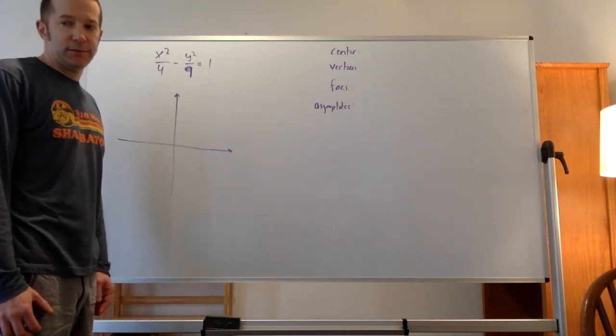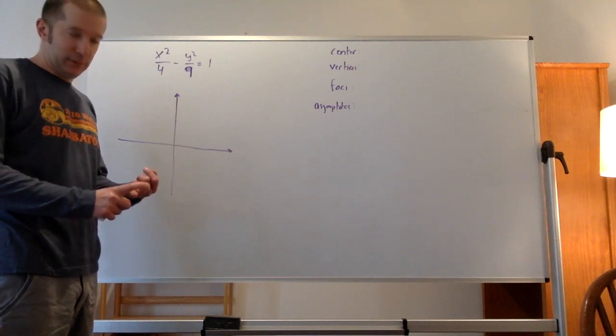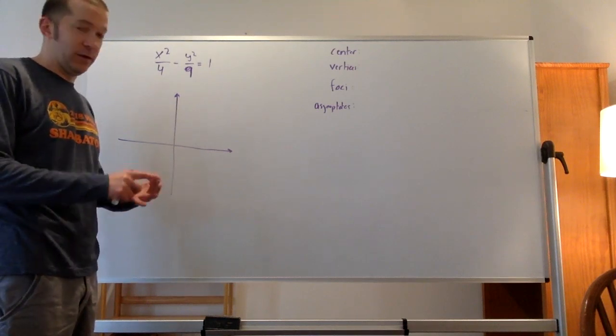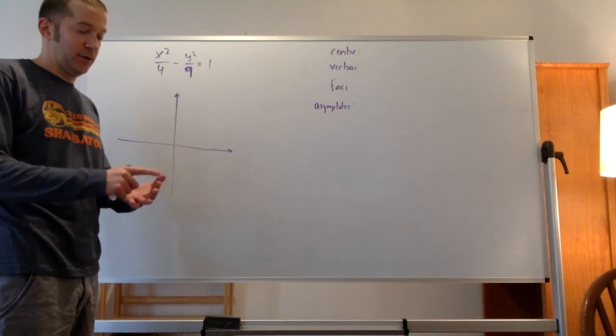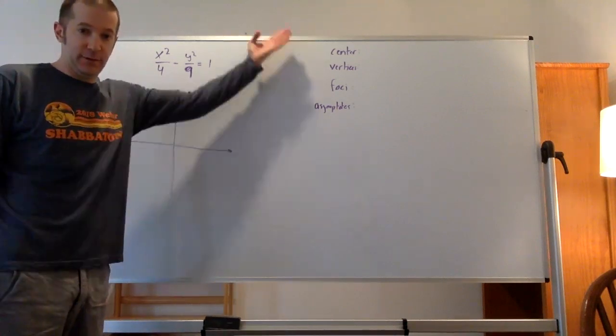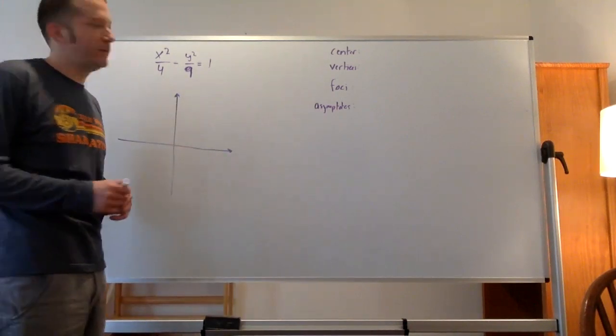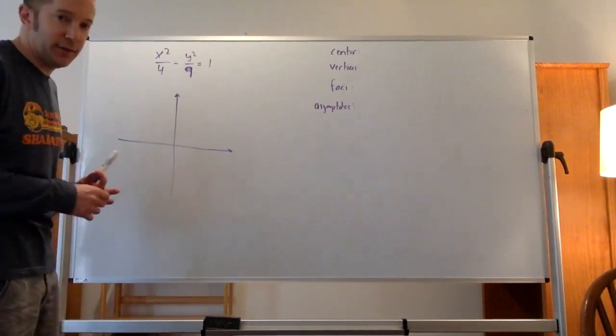When we graph these, you're going to first identify the center, then we're going to draw the rectangle, then we're going to draw the asymptotes, then we're going to draw the hyperbola, and then we're going to fill in all this information. But the order, that's the best order to do it in, I think. So first step was to identify the center.